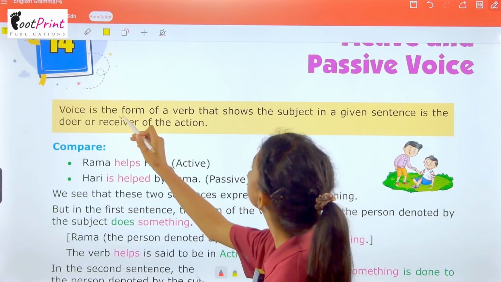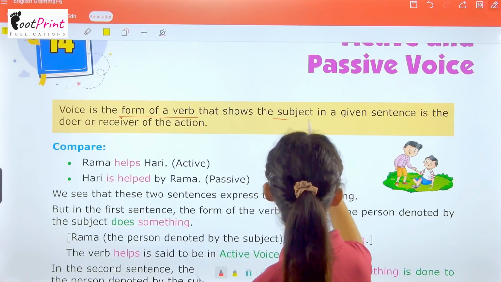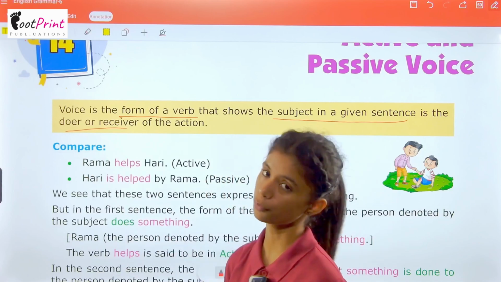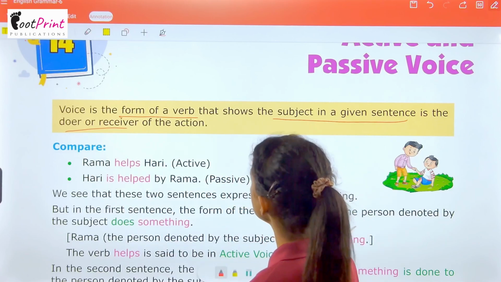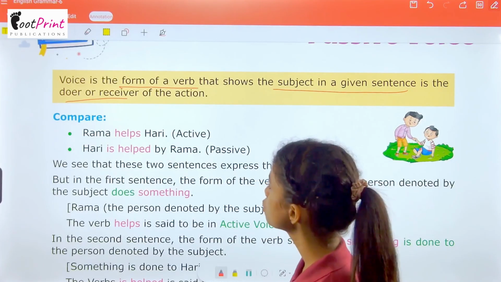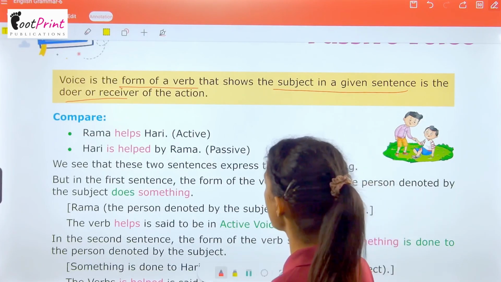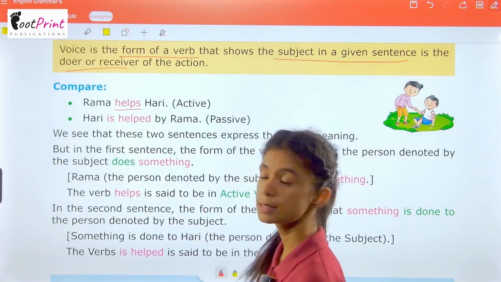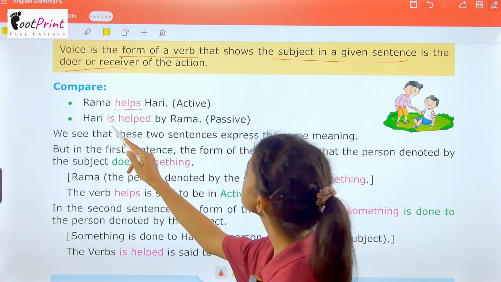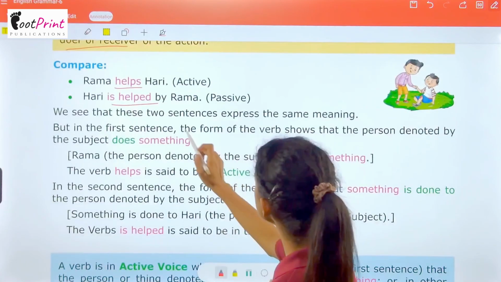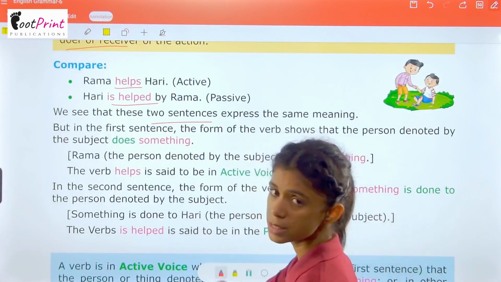Voice is the form of a verb that shows whether the subject in a given sentence is the doer or receiver of the action. So it is basically a kind of verb that shows that the subject in a sentence is either a doer or a receiver of the action. Let's compare. Rama helps Hari. This is active voice, and Hari is helped by Rama. This is passive voice. We see that these two sentences express the same meaning, okay?